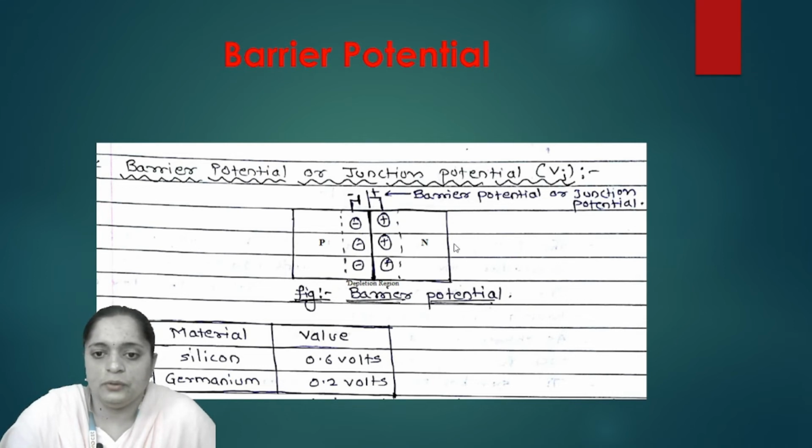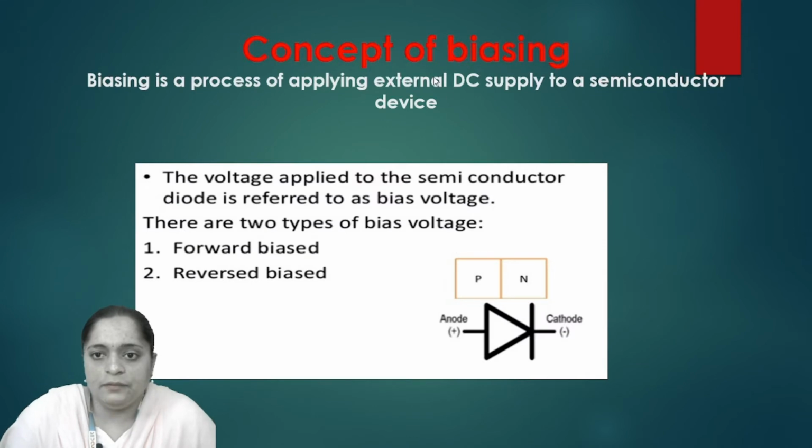After that, we are moving towards our next point, the concept of biasing. Whatever operation we have seen in the last slides deals with unbiased operation. Now we are moving towards biasing. What is biasing? Biasing is a process of applying external DC supply to a semiconductor device. A voltage applied to a semiconductor diode is referred to as a bias voltage.